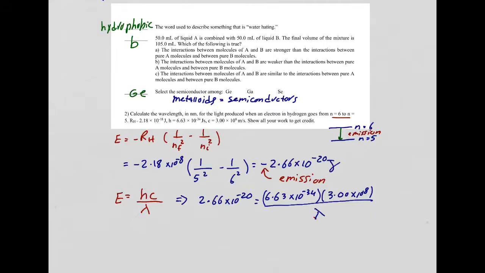That's going to be my x. So let's come back over here. I knew the energy. I knew this one. And easily I can figure out the wavelengths.